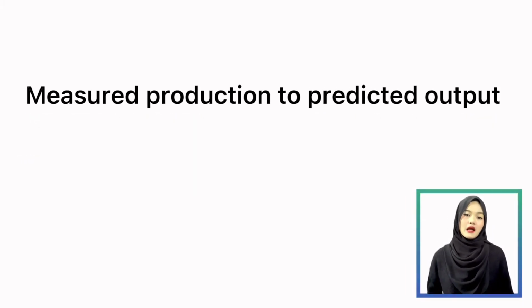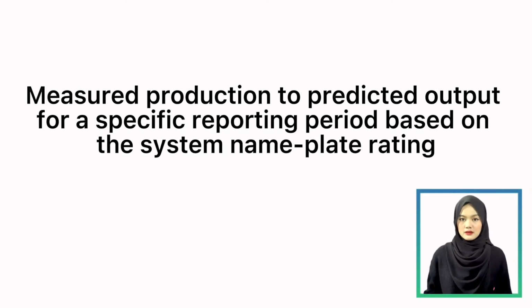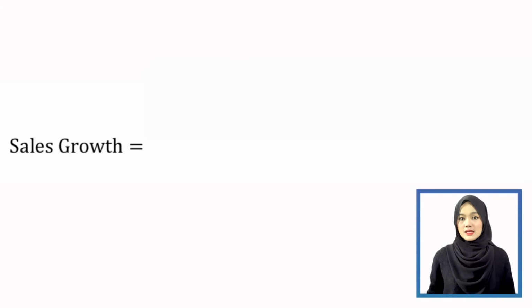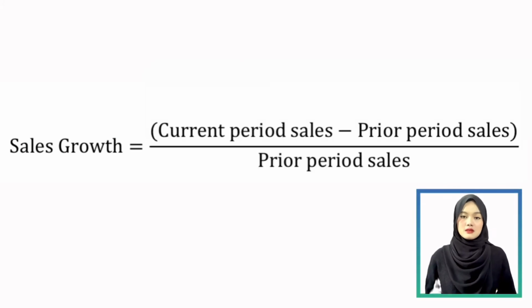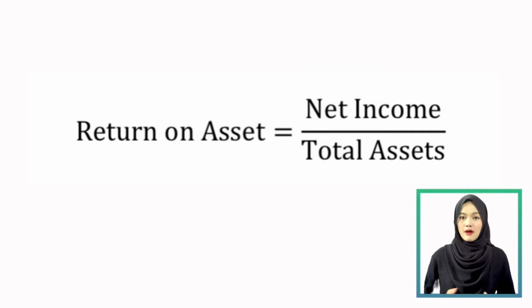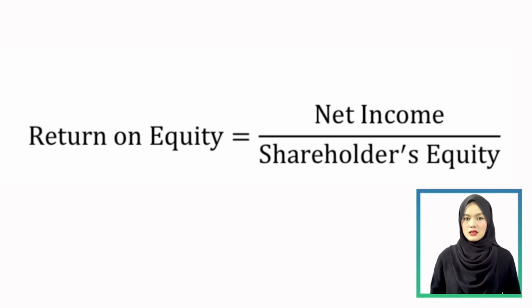Next is performance ratio. Performance ratio is the ratio of measured production to predicted output for a specific reporting period based on the system nameplate rating. For the performance ratio, we need to find the sales growth, return on asset, and return on equity. To find the sales growth, the current period sales minus prior period sales must be divided by prior period sales. While for return on asset, the net income must be divided by total asset. And lastly, to find the return on equity, the net income must be divided by shareholders' equity.